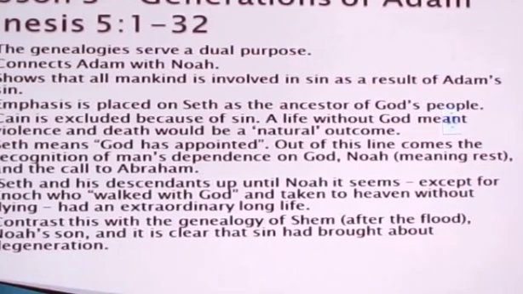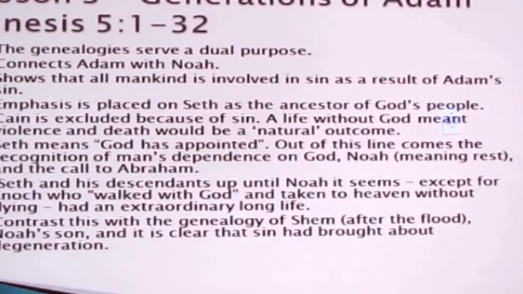Seth means God has appointed, and out of his line comes the recognition of man's dependence on God. Because out of his line you have Enoch, who calls on God, who walks with God. So then men start calling on God. Right? You also have coming out of his line Noah, which means rest. And then the call to Abraham. So all the genealogies lead up to this.